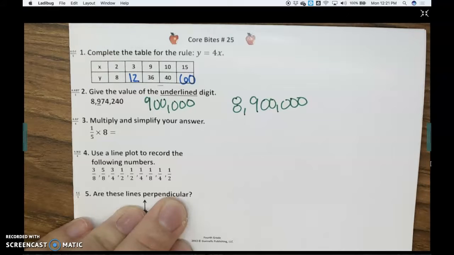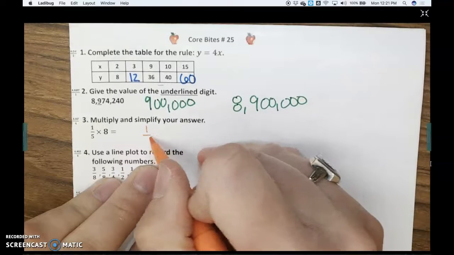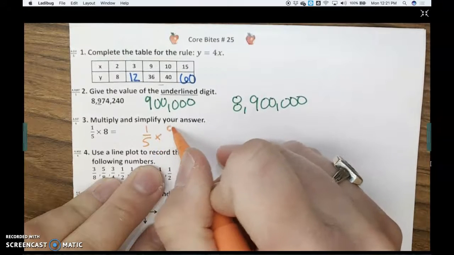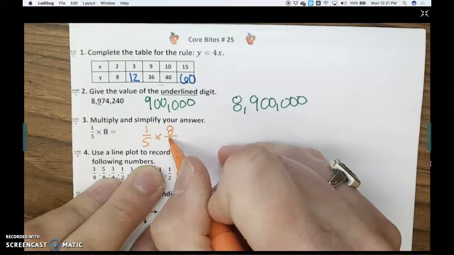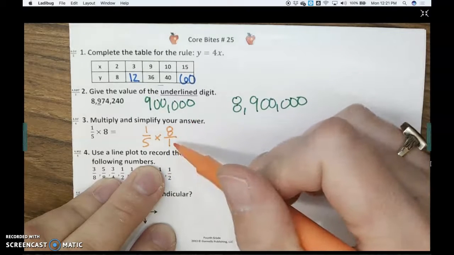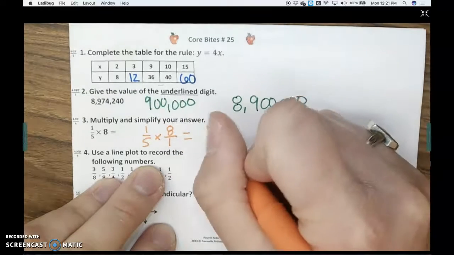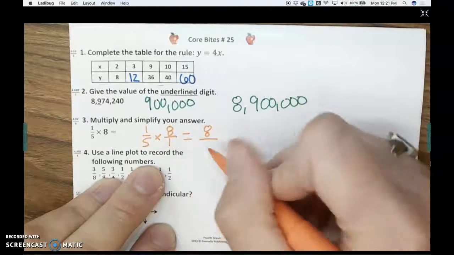Okay? Then for the multiplication problem, you're multiplying a fraction times a whole number. So it says 1/5 times 8. So whenever you do fractions, you have to put the whole number on top of a fraction because that's what it would be. It would be 8 wholes, right? So then you would multiply across the top. So 1 times 8 is 8. 5 times 1 is 5.